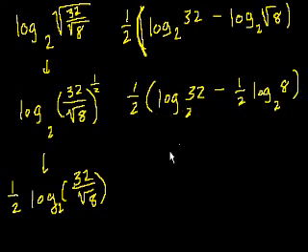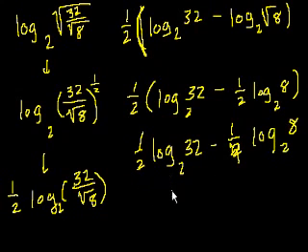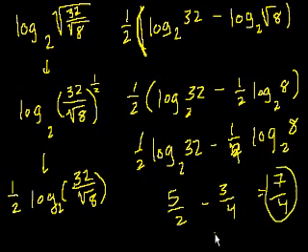And then if we want, we can distribute this original 1/2, and this equals 1/2 log base 2 of 32 minus, because we have to distribute that 1/2, 1/4 log base 2 of 8. This is 5/2 minus, this is 3 times 1/4, 3/4, or 10/4 minus 3/4 is equal to 7/4. I probably made some arithmetic errors, but you get the point.